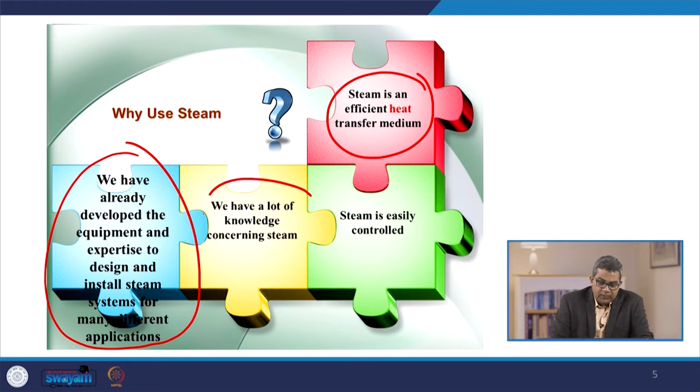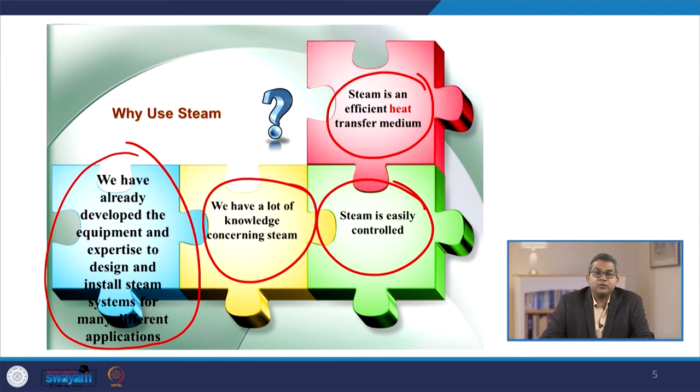Now, we have a lot of knowledge concerning steam. Trust me, we have the steam table. In the steam table, we have listed all the properties which we can imagine in steam. So, we know a broad spectrum of knowledge with respect to steam. Above all, because of the cost effectiveness and the variety with respect to the properties, steam one can easily control. We will discuss this particular aspect in due course of time.